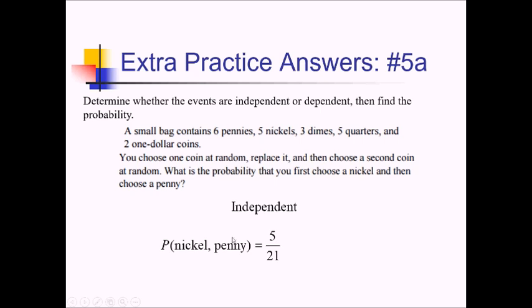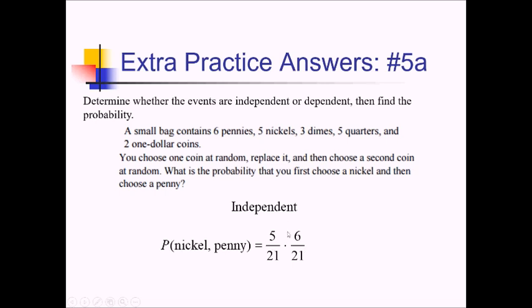Now for a penny, again, you have 21 possible outcomes, because you replaced that nickel you just took out, you put it back. So we still have 21, and we're multiplying these fractions now. But how about the numerator on this one? It looks like we've got 6 pennies. So 6 out of 21 is our penny probability.